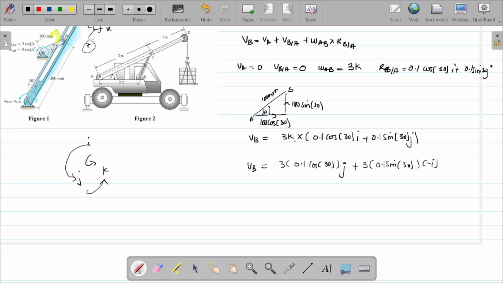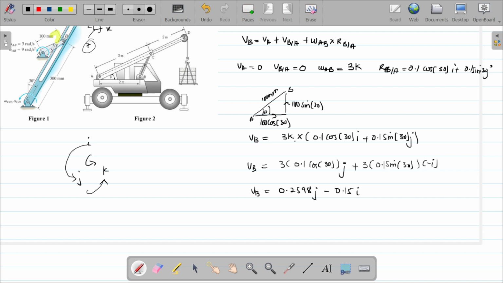All right, so let's simplify. 3 times 0.1 cos 30, and 3 times 0.1 sine 30. Okay, so VB, we have 0.259 j minus 0.15 i.